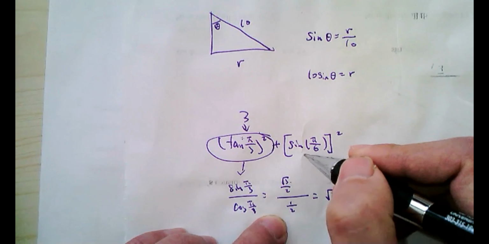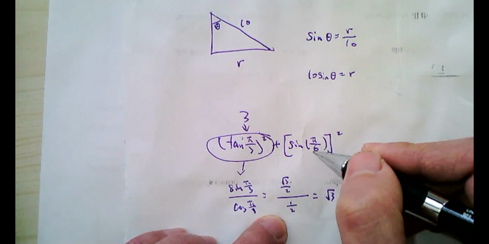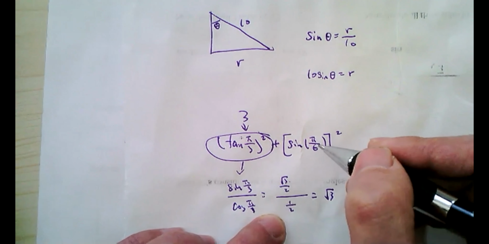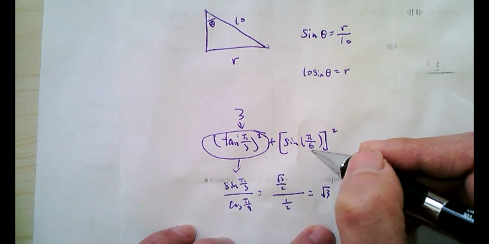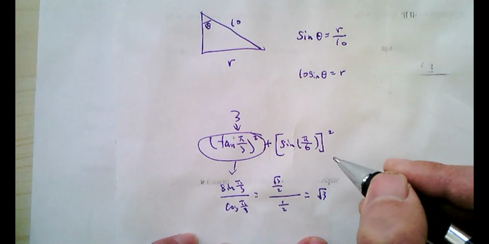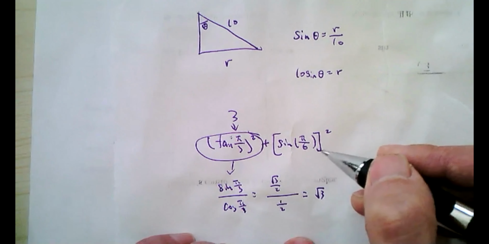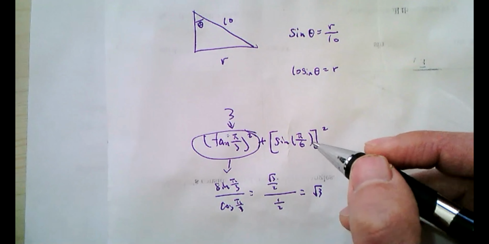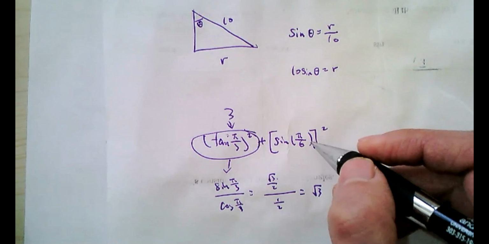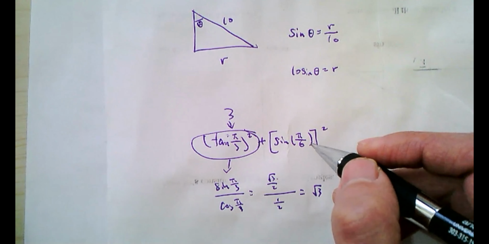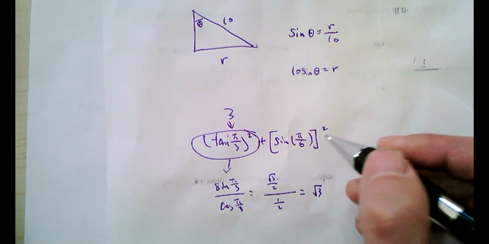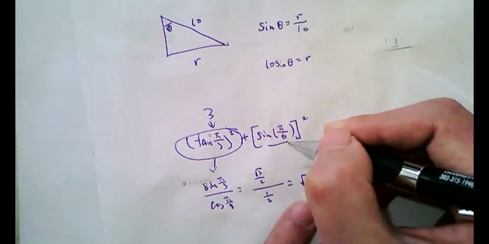For this part, look at what you have here: sine pi over 6. What is sine pi over 6? Let me look at the unit circle. 1/2? Very good. Yeah, you're right, 1/2. So what is 1/2 squared? Wouldn't it just be 1? No, 1/2 squared. I don't know.